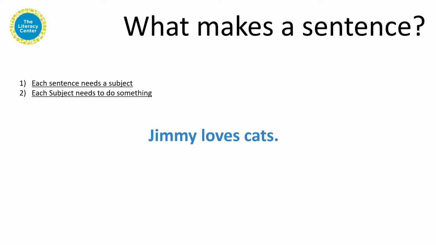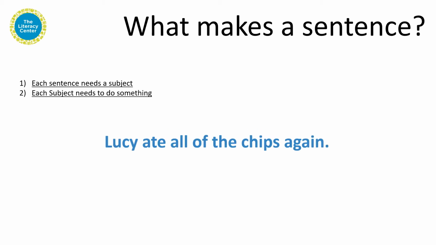Okay, nice one. Every subject needs to do something. So we've already talked about this. Jimmy is the subject, so I'm going to highlight him in yellow. And Jimmy is loving. He's loving cats. That's what he's doing. Nice and simple. Every subject needs to do something. We might say needs to verb something, because an action is shown usually by a verb, an action word like love.